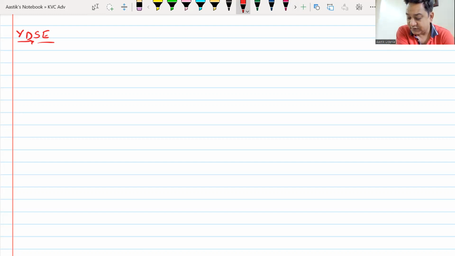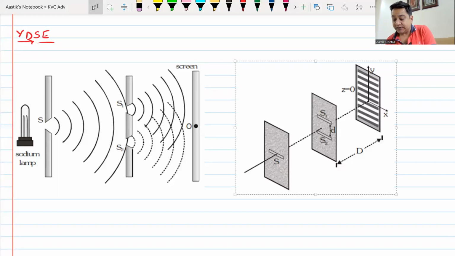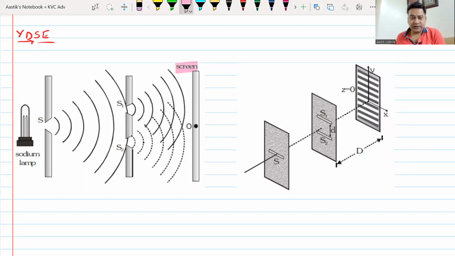What does Young's double slit experiment consist of? Do you know what the basic things are that are there in a Young's double slit experiment? A screen, a source, and so on. Basically, it consists of a screen, and the screen is the place where you can observe the interference pattern.